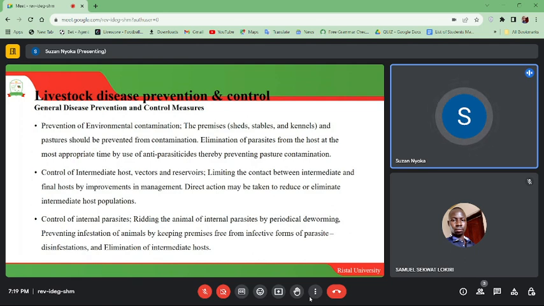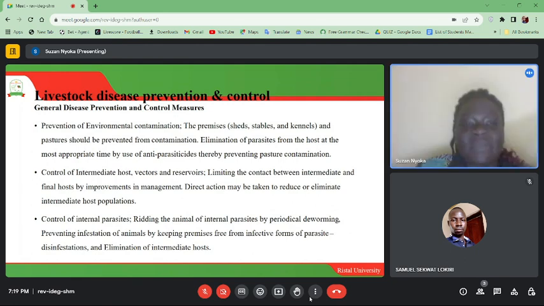Two is control of intermediate hosts, vectors, and reservoirs, limiting the contacts between intermediate and final hosts by improvement in management. Direct action may be taken to reduce or eliminate intermediate host population. Maybe those animals that can easily transmit the disease, that act as hosts for that disease before it's transferred to your livestock. You need to separate them or limit the contact. And then control of internal parasites.